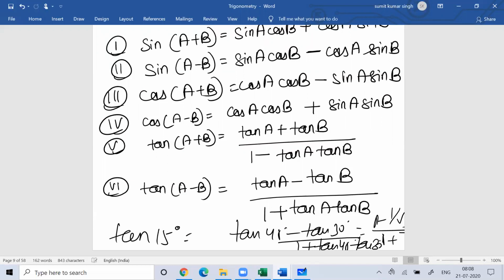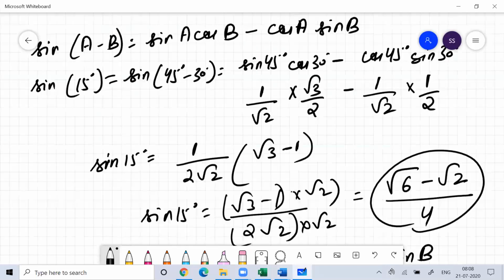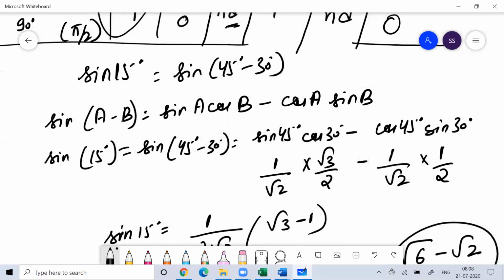Similarly, if I ask you sine 75 degree, 75 is 90 minus 15 or 60 plus 15. So if I know 15, I can find their values also. All that will be helpful for us whenever we do conversion. So we'll do this much today.